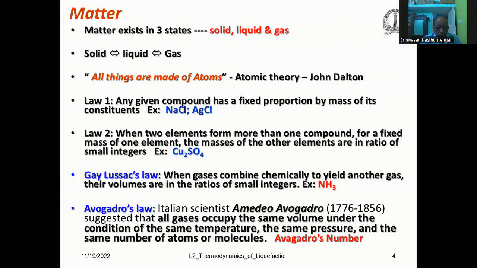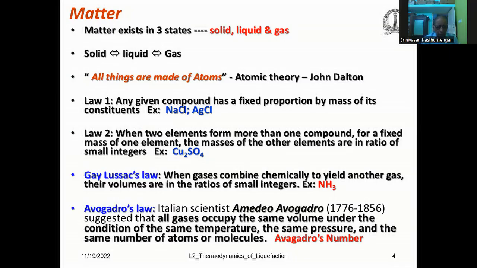Matter exists in three states, namely solid, liquid, and gas. The solid melts to a liquid, and then liquid vaporizes to a gas. And similarly, gas condenses into a liquid, and liquid freezes to a solid. Now, the atomic theory by John Dalton says that all things are made up of atoms. And we also see that when chemical compounds are formed, there are some standard laws which are followed.